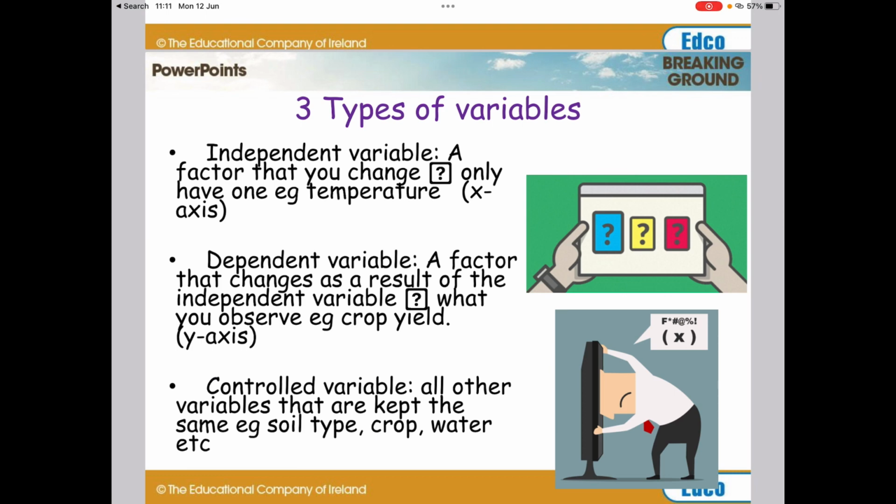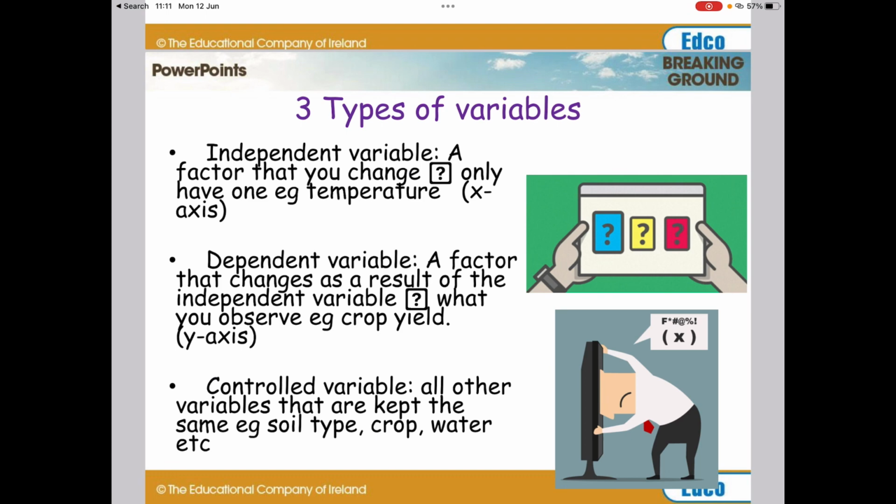Okay, so you could be measuring the soil drainage. You could be measuring the DM of the crop. You could be measuring the organic matter of a soil. You could be looking at the amount of bacteria in a milk sample. Whatever you are measuring is going to be your dependent variable. And then lastly, your controlled variable is all other variables that are kept the same.